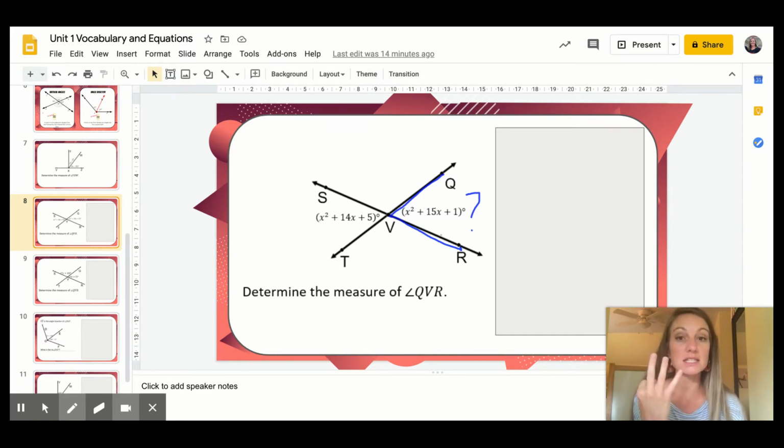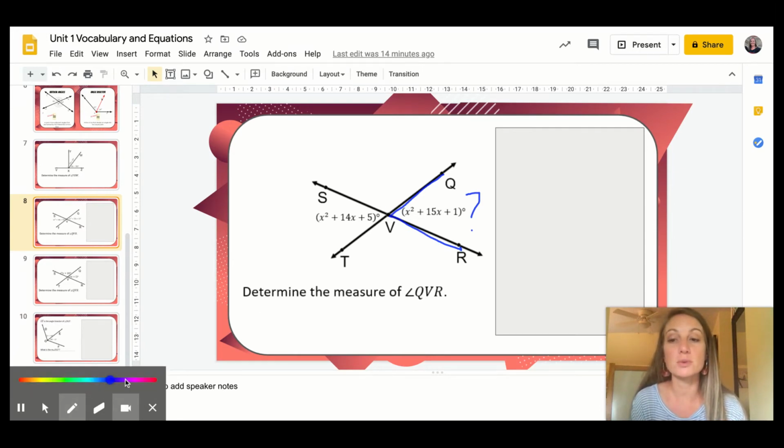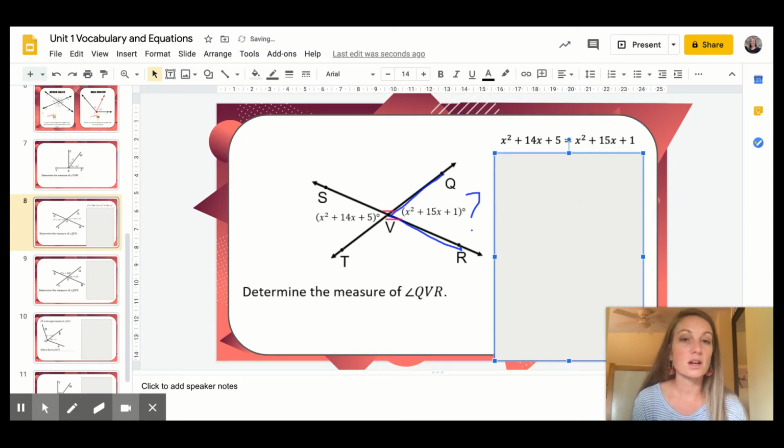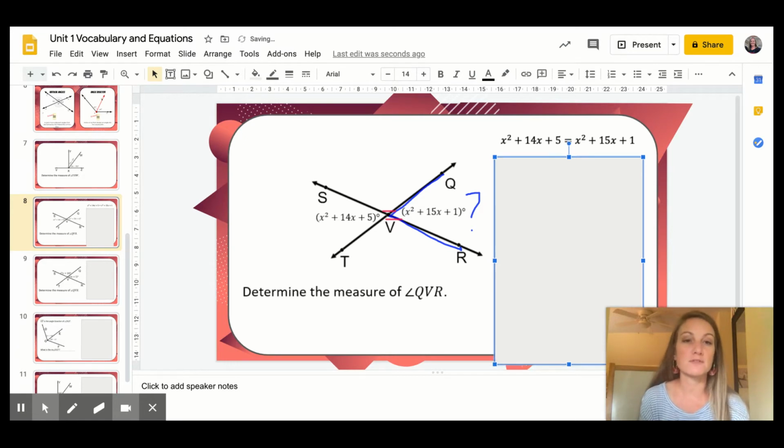So looking at this one, I see that there are vertical angles. Do you see those V's that they create? V for vertical. So that means I'm going to have an equal sign in between those guys. So I set up my equation: x squared plus 14x plus 5 equals x squared plus 15x plus 1.